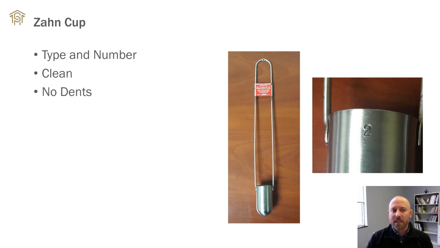Make sure that Zahn cups are in good condition. They're clean, there are no dents, it hasn't been dropped. And you're also going to need a stopwatch with this, because you're just going to measure how long it takes for the ink to run out of a Zahn cup. I probably need to make a video on how to measure viscosity, but it's very easy.